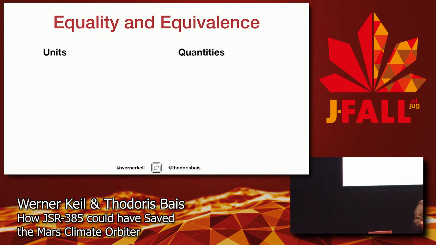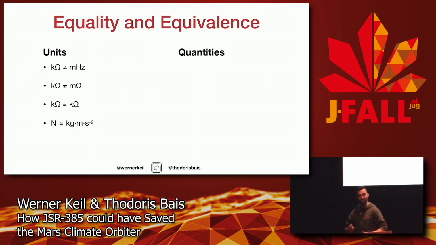So let me actually start with equality and equivalence, right? And of course, I will begin with units. So quickly going through this short list that I have prepared for today. A kilo and a millihertz are always different. Same applies to a kilo and a milliohm. Those ones are always different as well. What about a kilo and a kilo? Those ones are equal, right? What about Newton compared to kilograms meters per square second? Those ones are equivalent, right? And once again, kilograms per square meter is equivalent to milligrams per square millimeter, right?